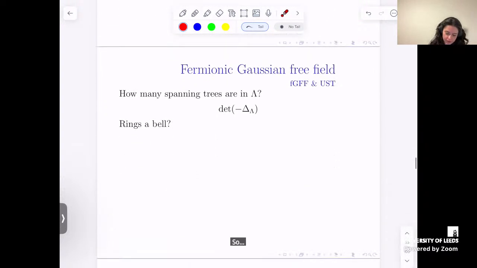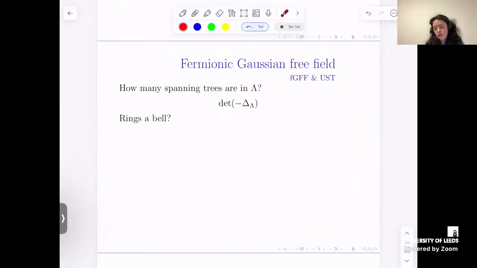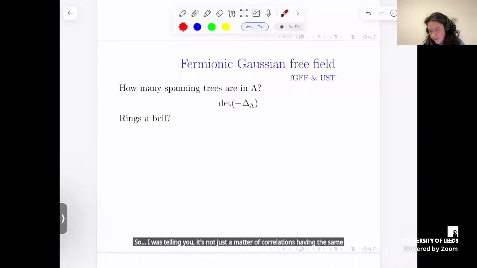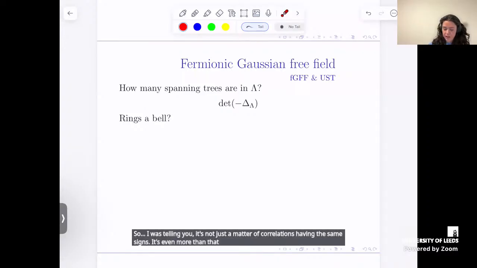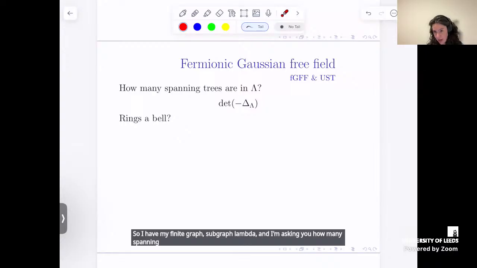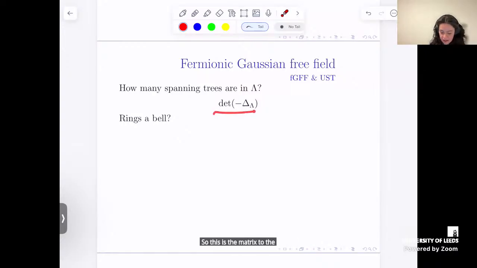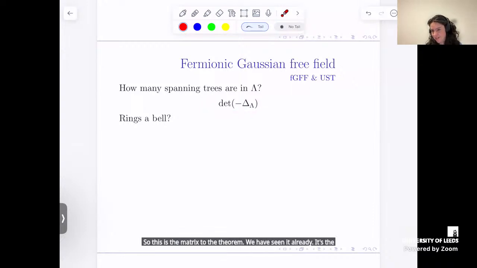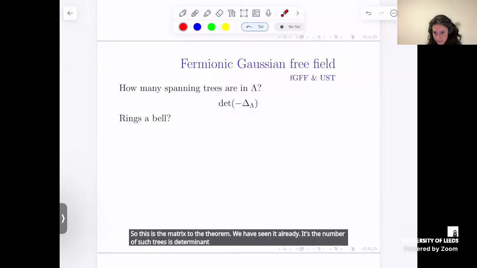So I was telling you, it's not just a matter of correlations having the same signs, it's even more than that. And now I want to come to the relation between the FGFF and the UST. So I have my finite subgraph lambda, and I'm asking you how many spanning trees are there in lambda. So this is the matrix tree theorem. We have seen it already. The number of such trees is the determinant of minus delta lambda.